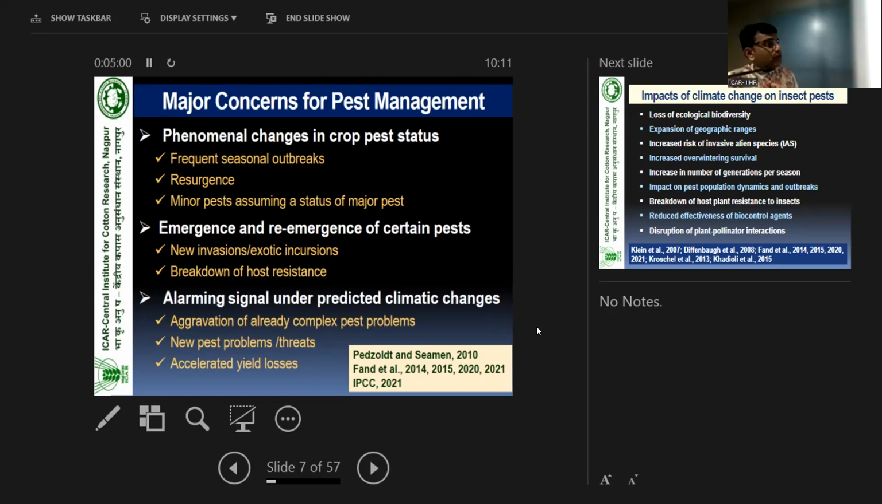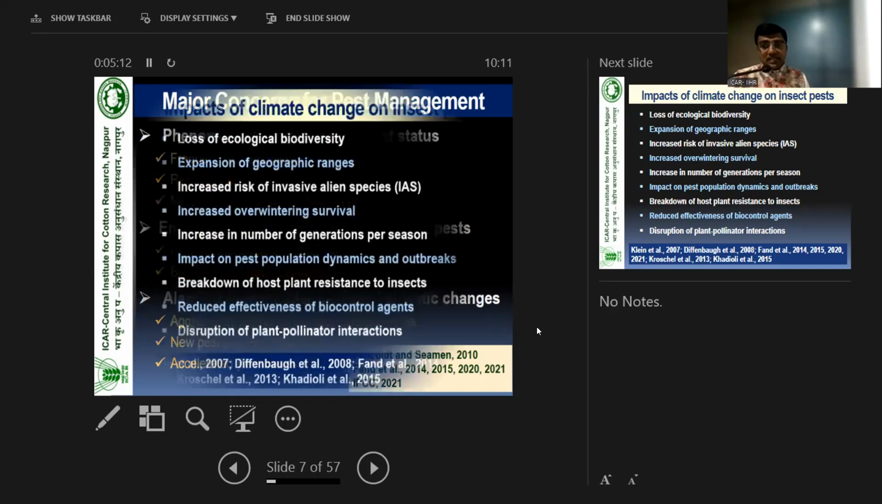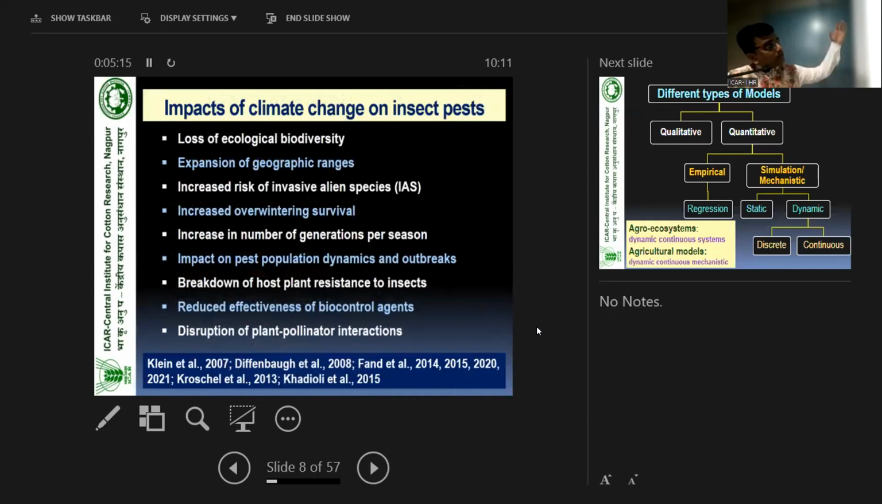Alarming signals for crop pest management: aggravation of already complex pest problems, new problems we are already facing, and accelerated yield loss associated with climate change. So these are some of the backgrounds or challenges. This is a very big topic, so I will not waste my time, because you want hands-on experience in insect life cycle modeling. Other lectures might have covered it, or will cover it in due course of time.